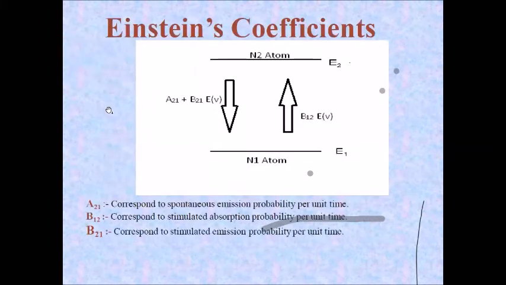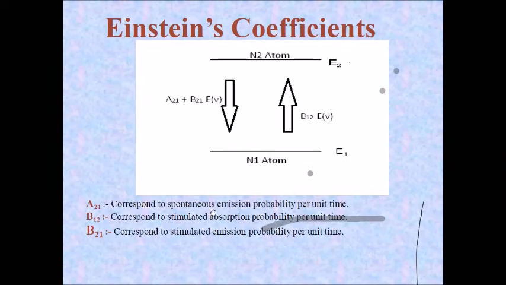Another important point here is Einstein's coefficients. Einstein discussed and studied these two kinds of emissions, stimulated emission and spontaneous emission. In the process, he used certain parameters to describe how much emission will take place in a certain time. Here we will use these coefficients: A21, B12 and B21. A21 will be related to spontaneous emission.